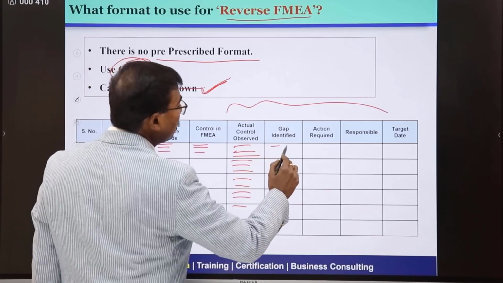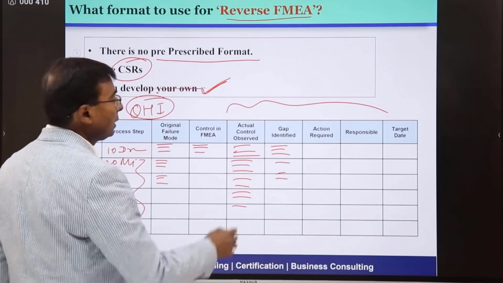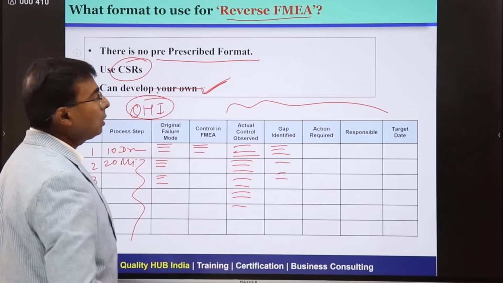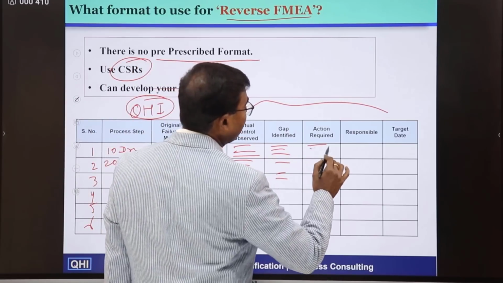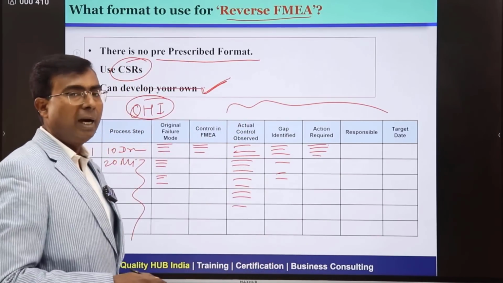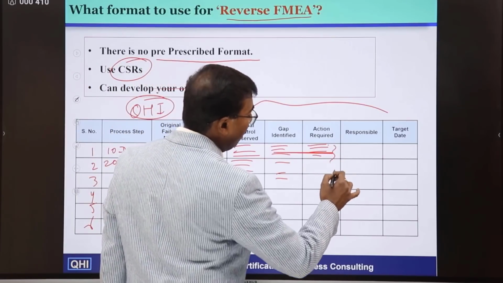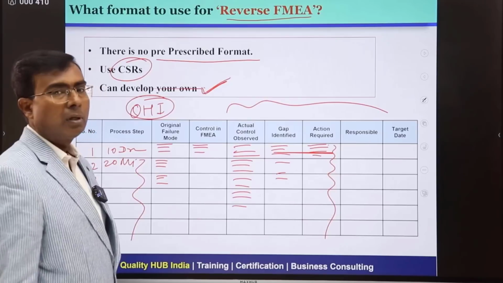Then what are the gaps you have identified? So those gaps need to be written down over here. Then based on the current scenario, what is your requirement? What is your action recommendation? So there might be some improvement you would be suggesting or the team might be suggesting. So write down all your action needed or recommendations over here, right?